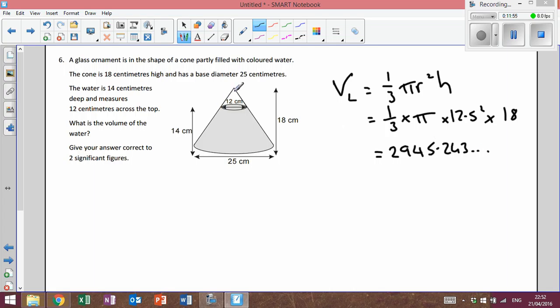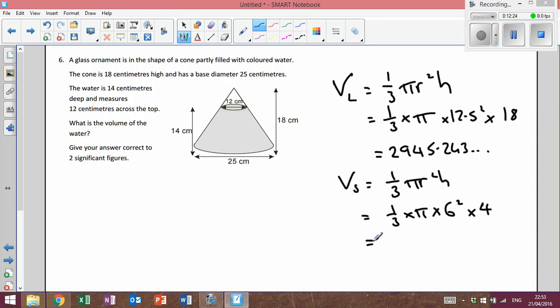2945.243 and so on. And then we want to find the bit that's missing from the top. So let's do the volume that's small. It's still going to be a third pi r squared h, which is a third multiplied by pi. Now the radius there is 6, so it's times 6 squared. And the height, well, if the whole thing's 18 and the bit there is 14, the height of the small cone is going to be 4. Be careful with that.